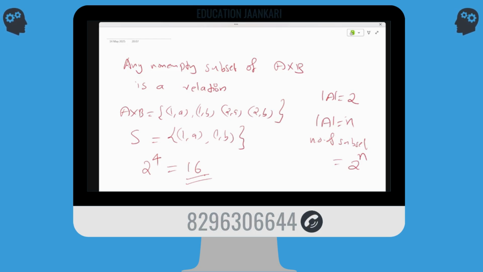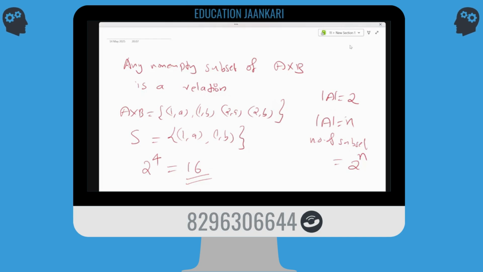Before going to some remarks and examples, I have to teach you the purpose of this: why we are defining A cross B, why we are defining relation. The basic idea is we want to define function. So for defining function only, we define relation. For defining relation only, we define A cross B. Now, you know what is a relation? It is any subset of A cross B.